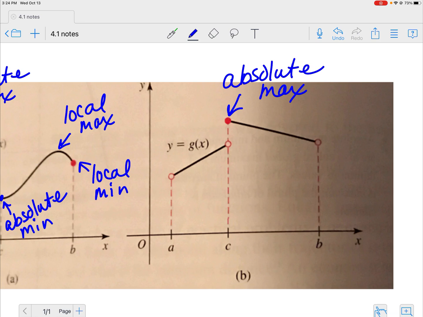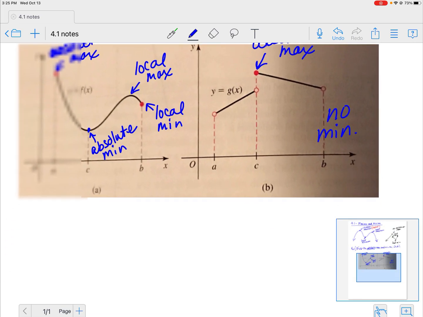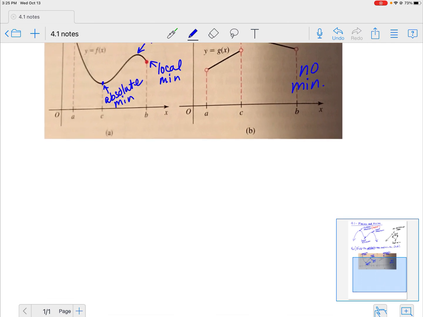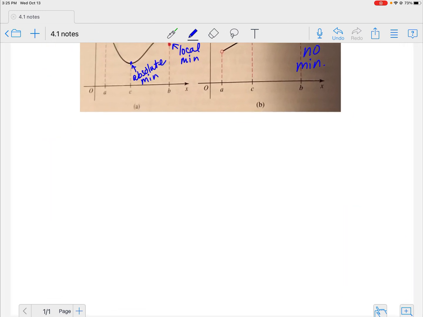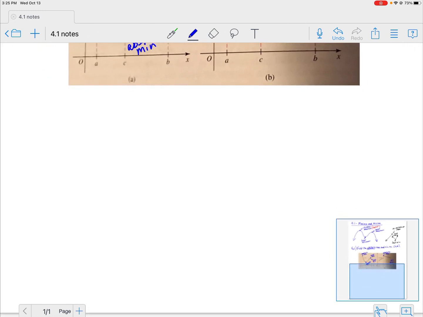Do I have any minimums to speak of? No, good, because they're all open circle. If it's not a closed circle, then I can't count it. So this one has no minimums to look at. All right, good. So basically, does it hit a peak, right? And is it closed in? Does it count? That's what I'm looking for.